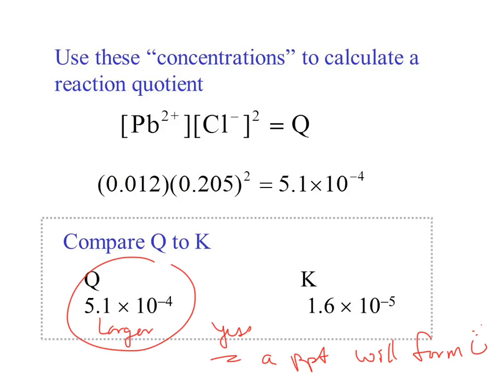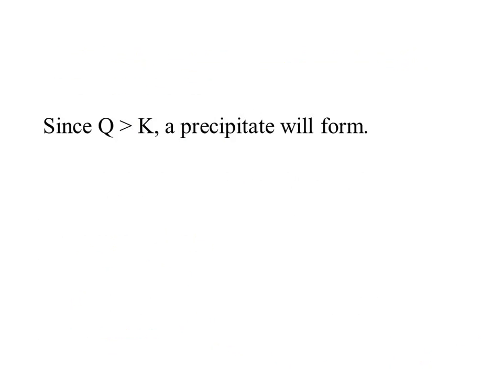And actually, this one wouldn't be too hard to memorize. If I was going to memorize, I'm like, which way does it go? If Q is larger, if Q is smaller. Well, if it's larger, you're going to get sludge. If it's smaller, you're not going to get sludge. Okay? So that's it. Voila! Precipitate will form.